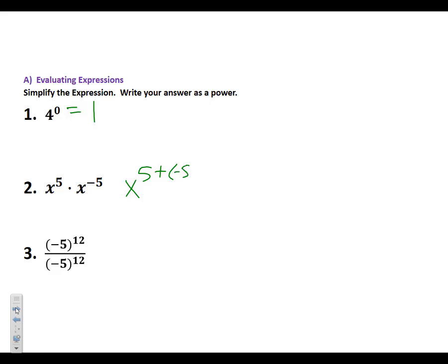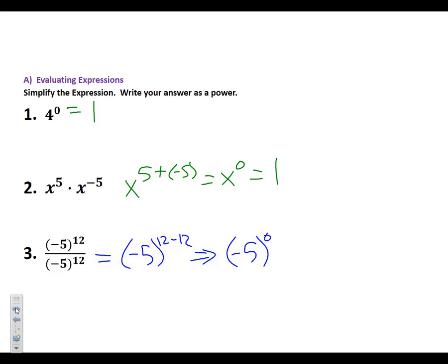So 5 plus a negative 5, that becomes x to the 0, and we know anything to the 0 power is equal to 1. And then we have number 3, which says negative 5 to the 12th divided by negative 5 to the 12th. And we know when we divide a common base, we again subtract the exponents. So that would give us negative 5 to the 12 minus 12, which becomes negative 5 to the 0, which is 1.